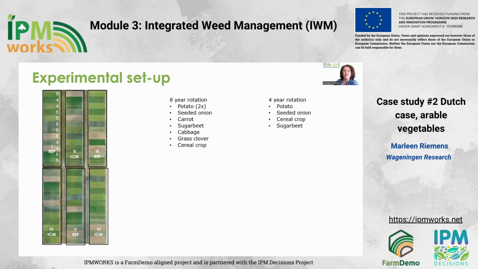This 8-year ICM rotation is compared to a reference rotation of 4 years, where crop protection is carried out as practiced on conventional farms in the area. This rotation consists of potato, seeded onions, a cereal crop, and sugar beets. In addition, 2 intermediate cropping systems are tested. An 8-year rotation, in which crop protection is performed as it is in conventional farms, and the 4-year rotation, in which as many measures and methods from the framework as presented before are used.